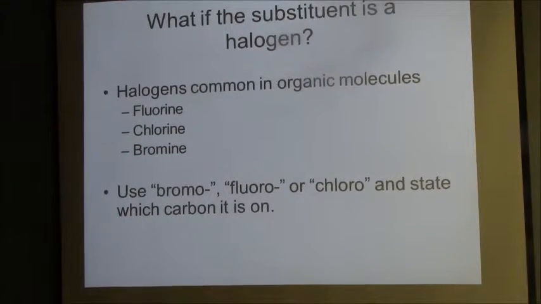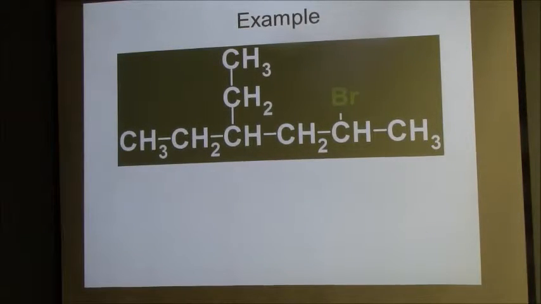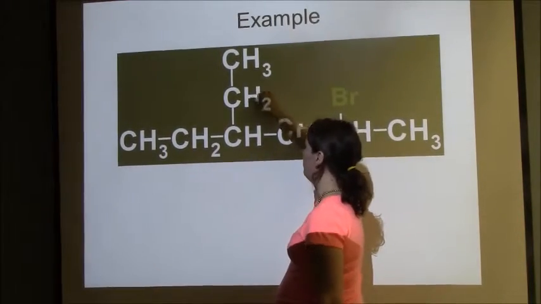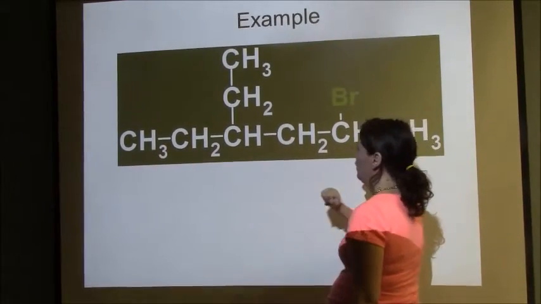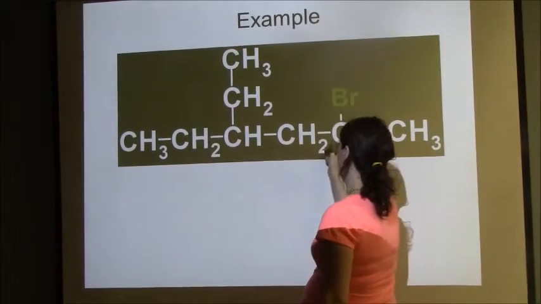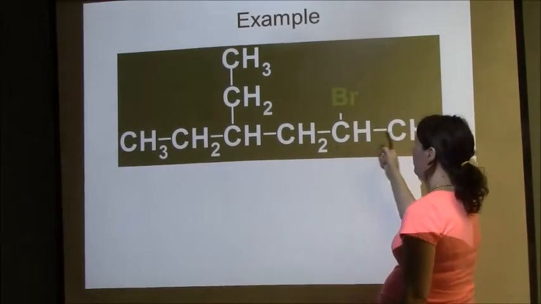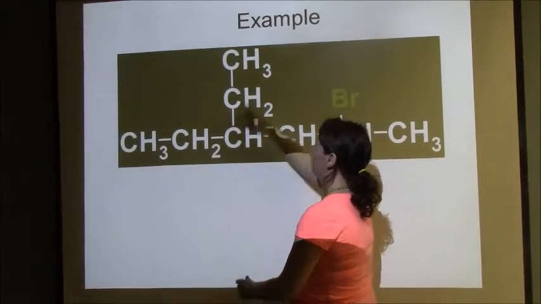If your substituent is a halogen, so in other words, a fluorine, a chlorine, or a bromine, we're going to call those bromo, fluoro, or chloro in our name of our molecule. So for instance, in this molecule, let's decide how we want to number it. Do we want to number 1, 2, 3, 4, 5, 6, or 1, 2, 3. Now notice you can go either way.